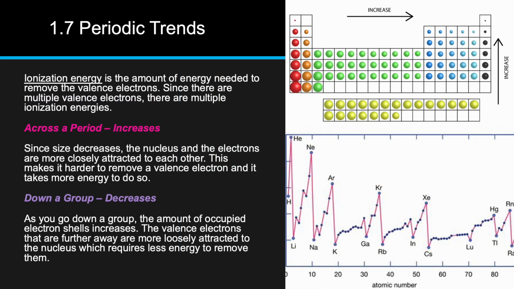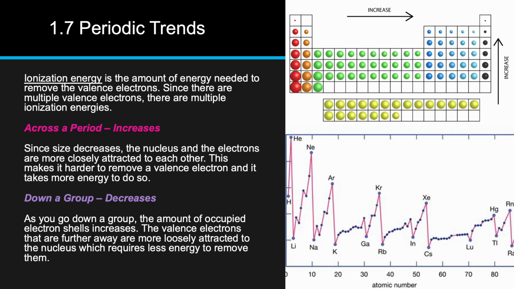Ionization energy is the energy needed to remove an electron from an atom. So since atoms can have more than 1 valence electron, we'll be talking about first ionization energy and second ionization energy, and you can continue as long as you have valence electrons.